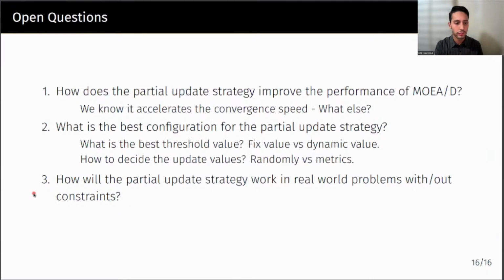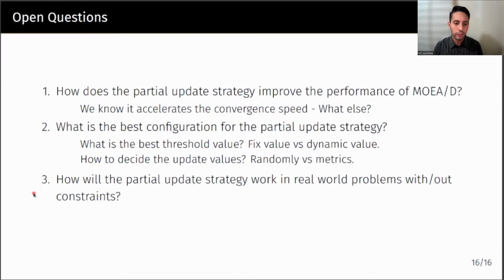We have a fixed value that is the same throughout the execution of the algorithm, but we might want something dynamic that changes during the execution of the algorithm. Also, we have the question of how to decide the best update values. Right now, we are selecting the values randomly, but we could use a metric to better decide the update values for each solution.